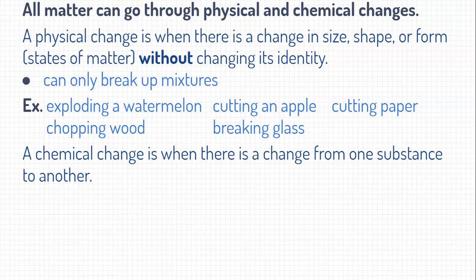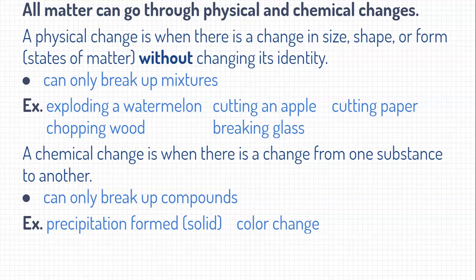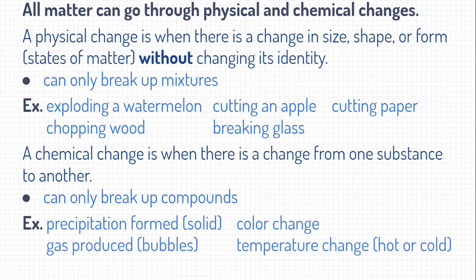On the other hand, a chemical change is when there's a change from one substance to another. Now, this is when there is a change in identity. And chemical change can only break up compounds. So examples are precipitations form, so a solid forms. So if you combine two things together, something happens, solid forms, it's a chemical change. If there's a color change of some sort, gas produced, bubbles, and temperature change, meaning hot or cold. Now, both changes are a form of processes.